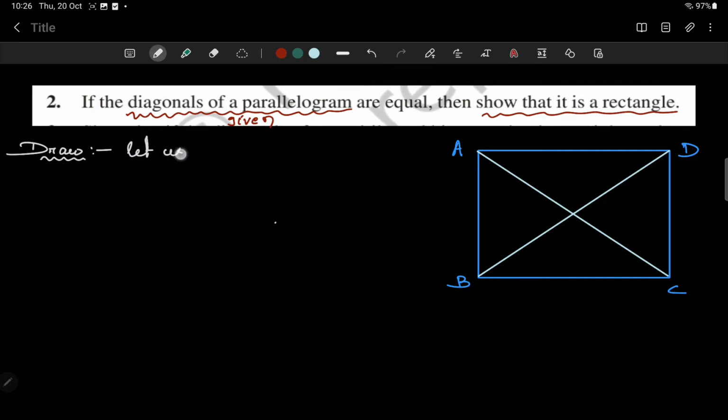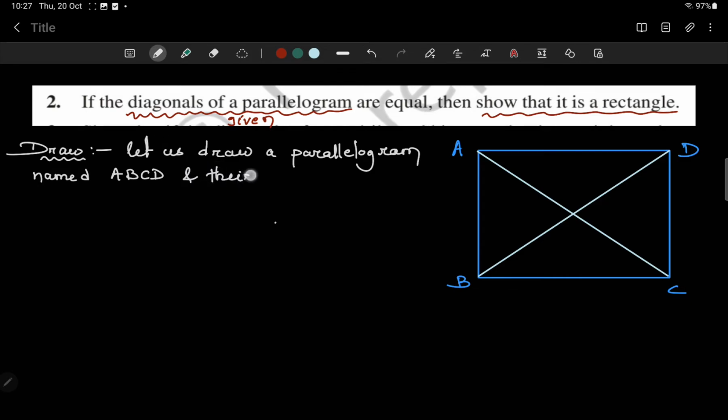Let us draw a parallelogram named A, B, C, D. Okay, name A, B, C, D, and it is a parallelogram, so its diagonals are AC and BD. Okay, this is the drawing part you did.